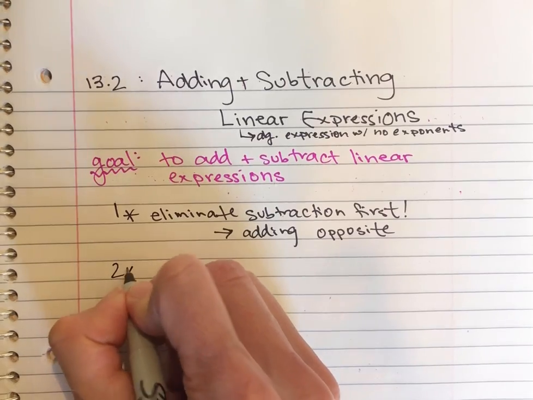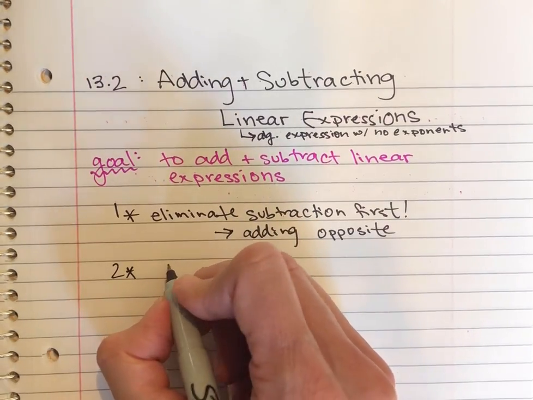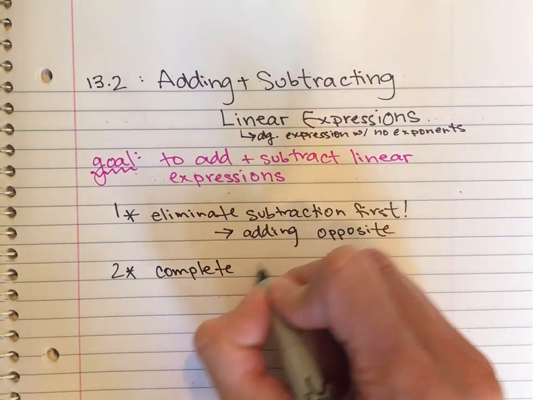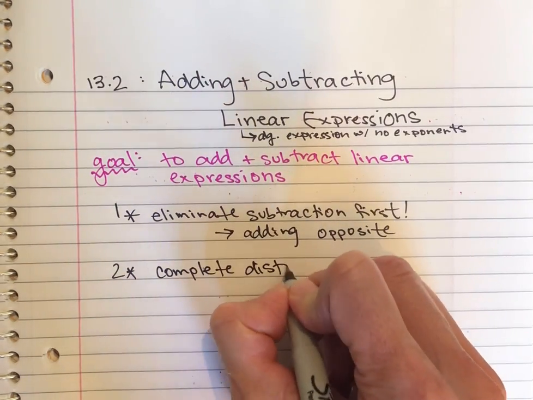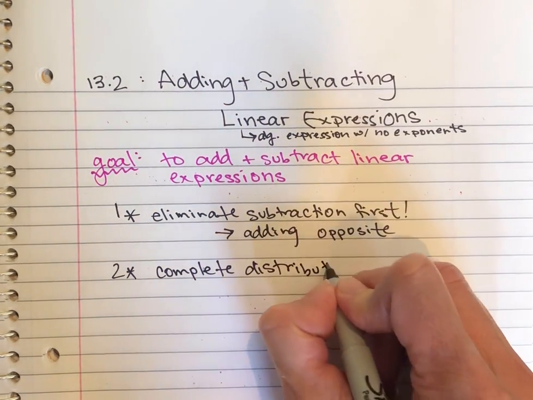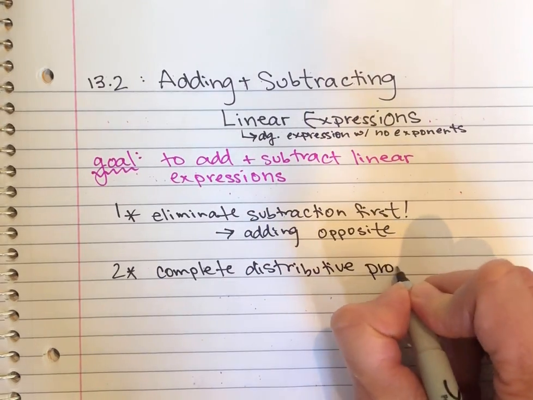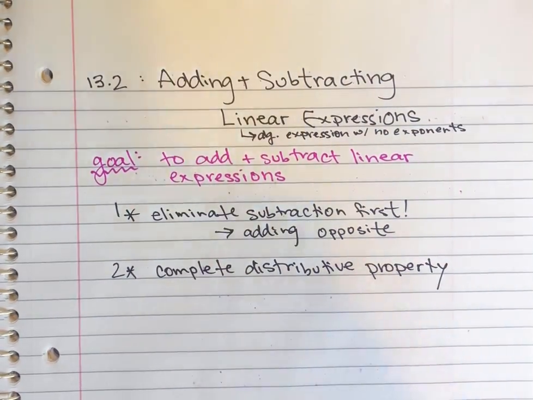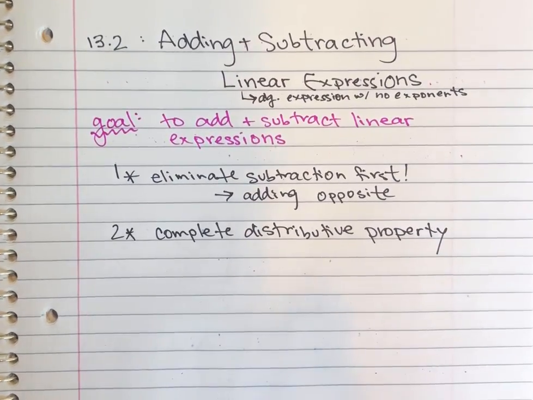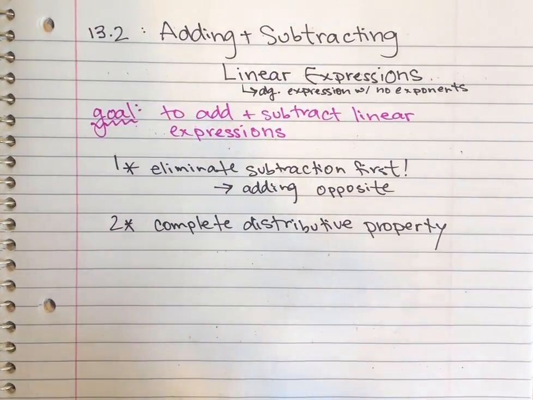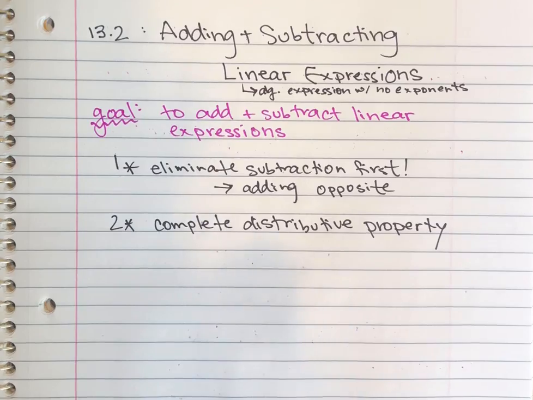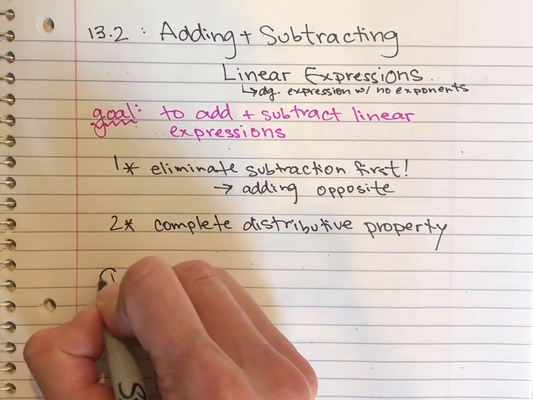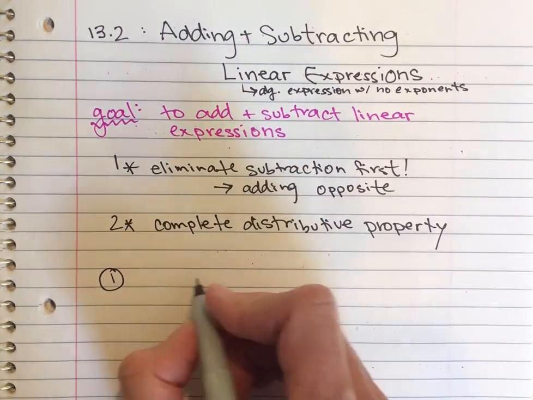Second thing you want to do, if you see any distributive property, you need to make sure you complete it first. So there's 2 different methods that we can use for adding and subtracting. I think you'll probably prefer the first method, but I'll show you both, and then you can choose what works for you. So here's what the problems are going to look like.